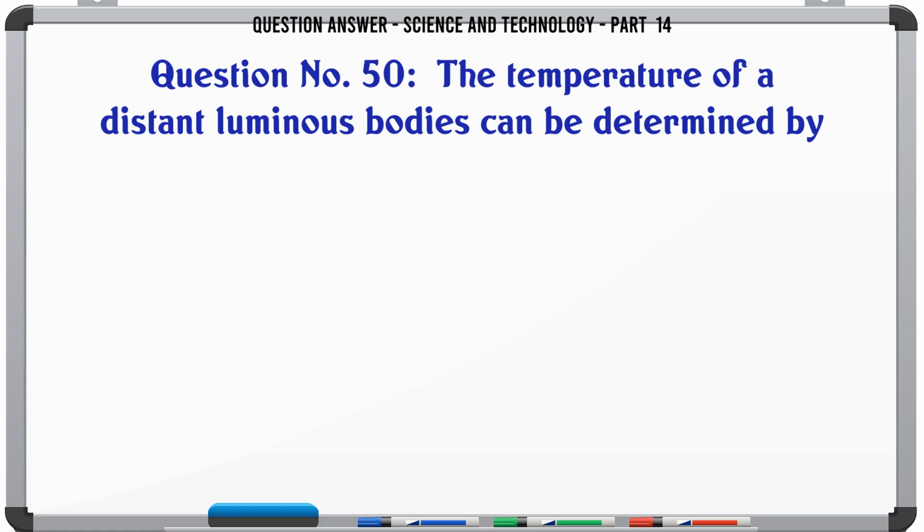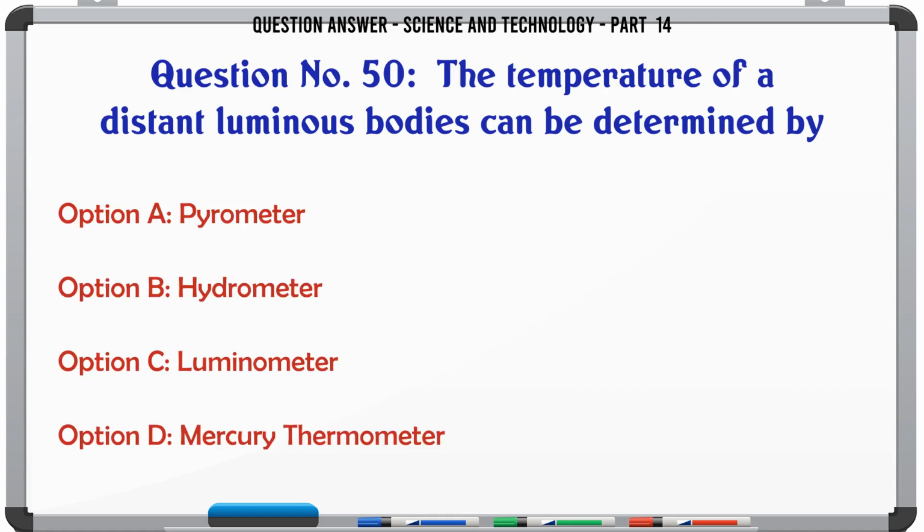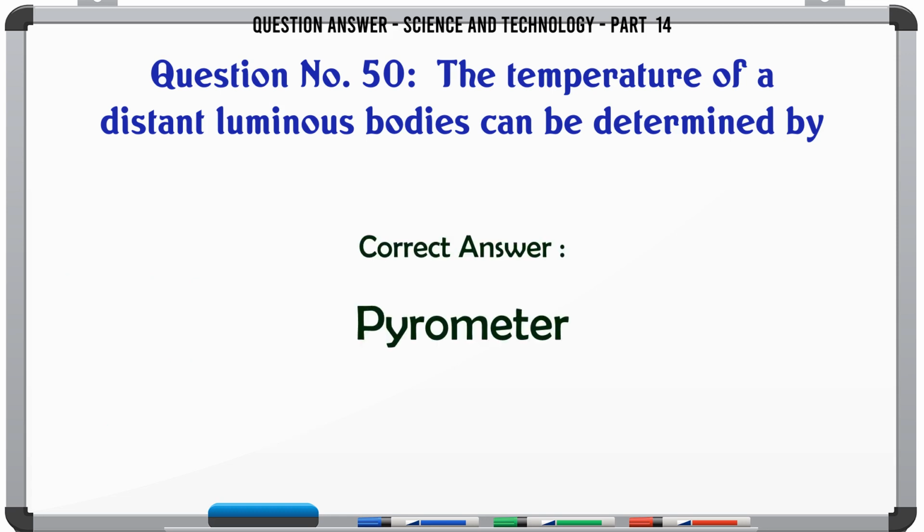The temperature of distant luminous bodies can be determined by A. Pyrometer, B. Hydrometer, C. Luminometer, D. Mercury thermometer. The correct answer is pyrometer.